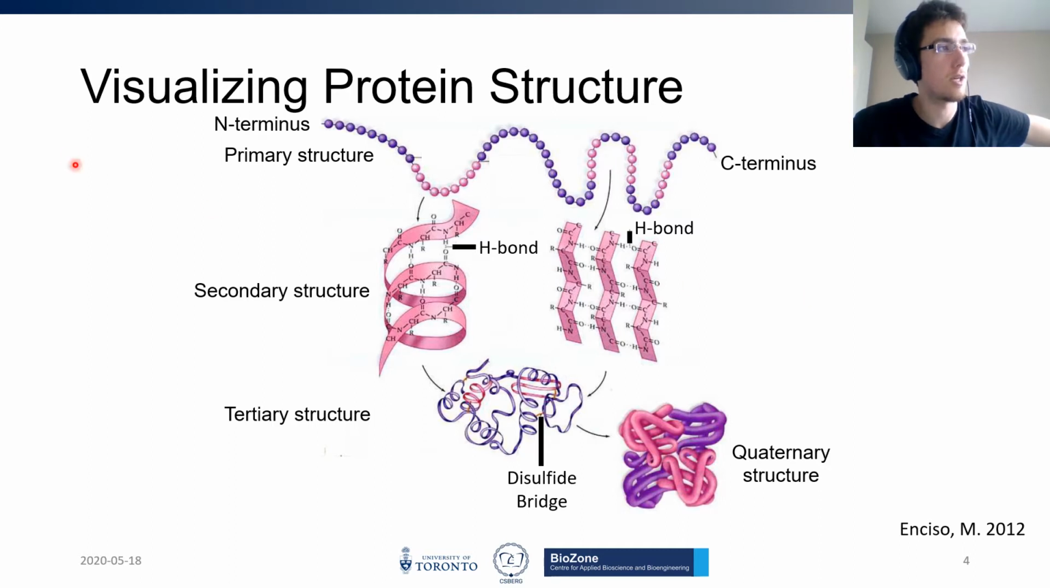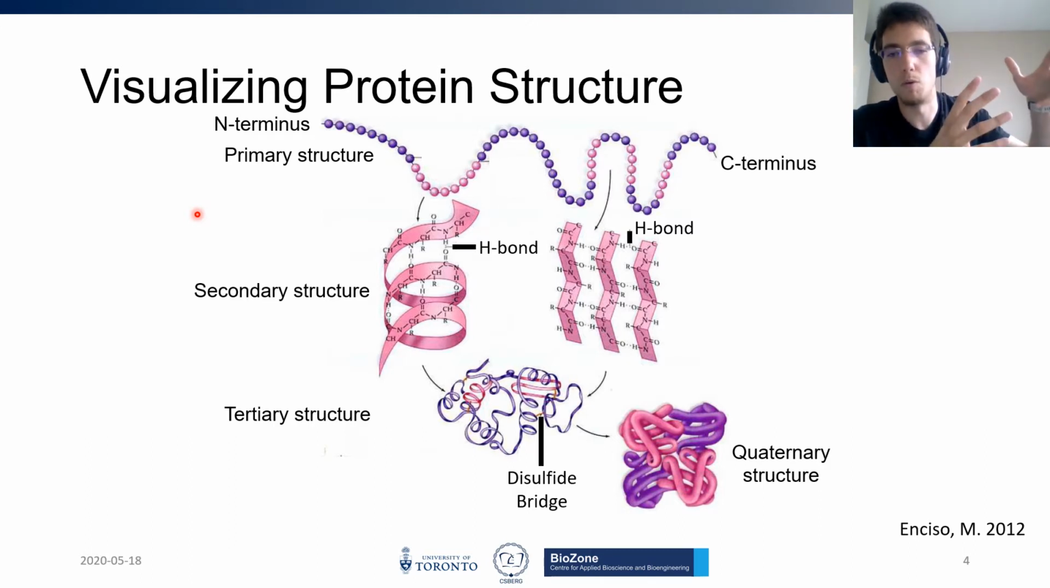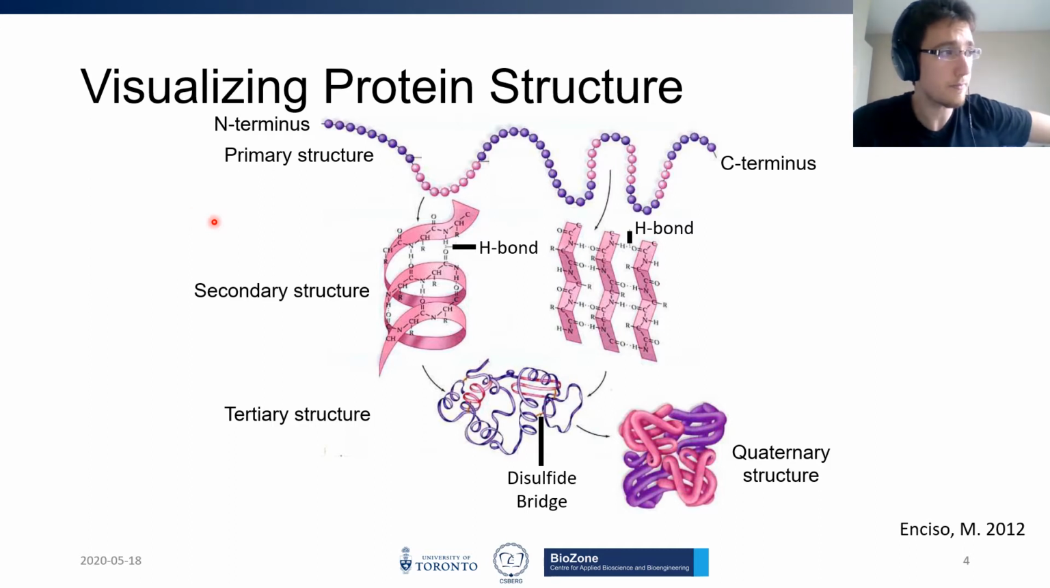So we've just gone from a primary structure to a secondary structure. We went from something that was just a line of amino acids to something that has some form of a fold. It looks like it's turning into something. These amino acids are capable of interacting with each other. And then we move into the tertiary structure.